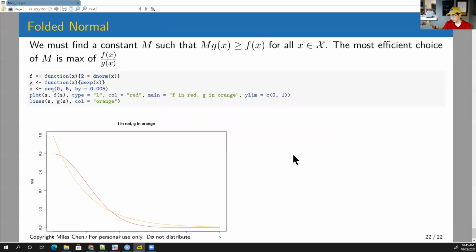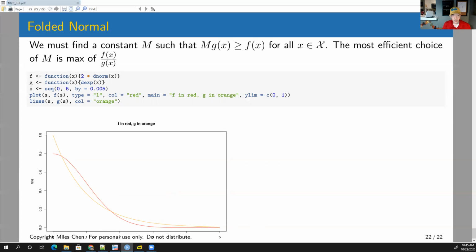And what we need to do is find an m such that m times g of x is greater than f of x. And the most efficient choice of m is going to be the maximum of f divided by g. And so here is the plot of f. F is in red, and our proposal, g, is in orange. And so now I need to find a value such that I can multiply the orange by some constant so that it's always going to be greater than the red. So we have to figure this out.